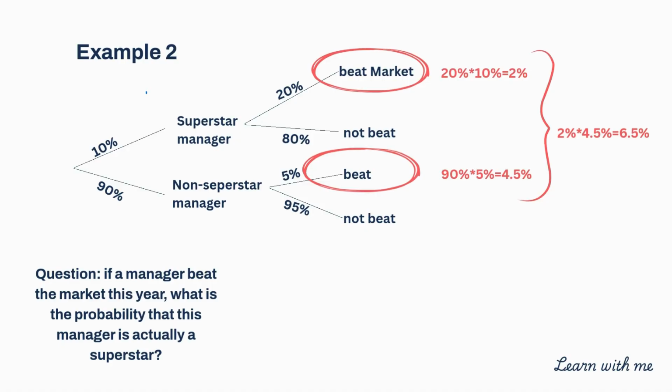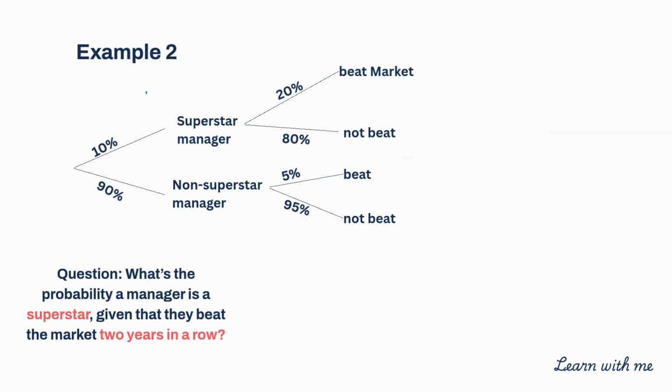And in this 6.5%, what is the fraction coming from the superstar group? That's 2 divided by 6.5, which is about 31%. So the probability that a manager is a superstar, given that they beat the market, is approximately 31%.